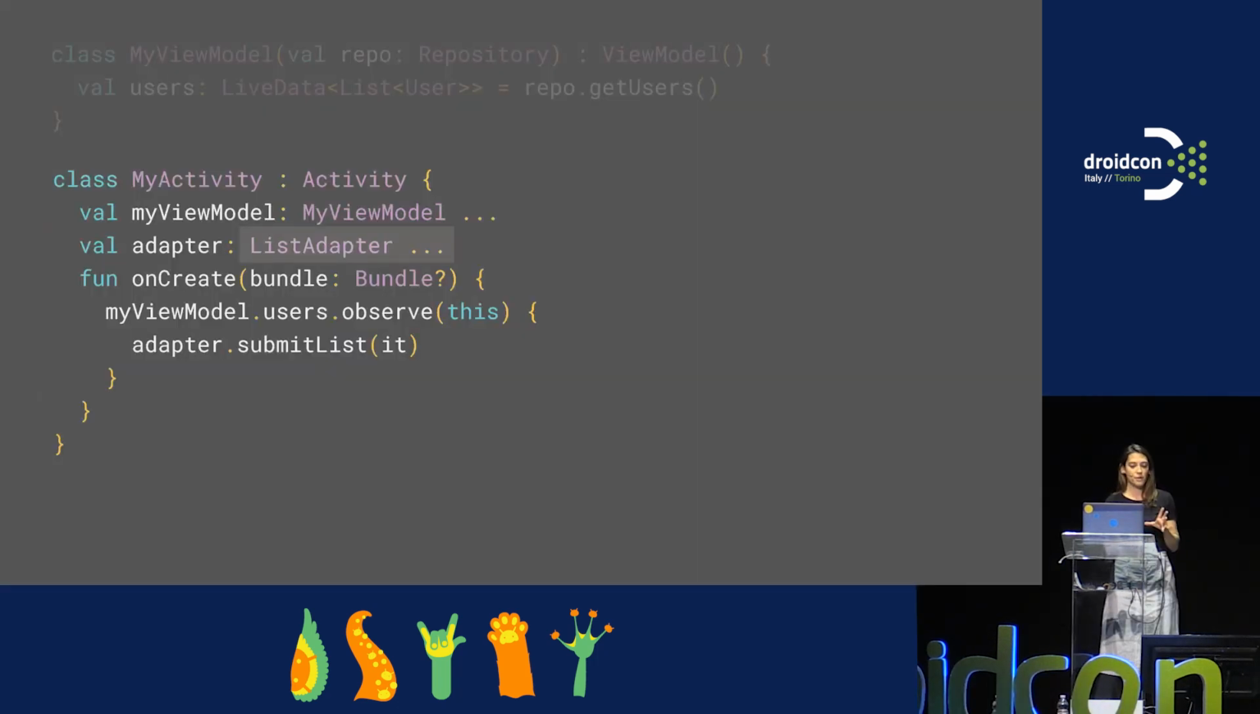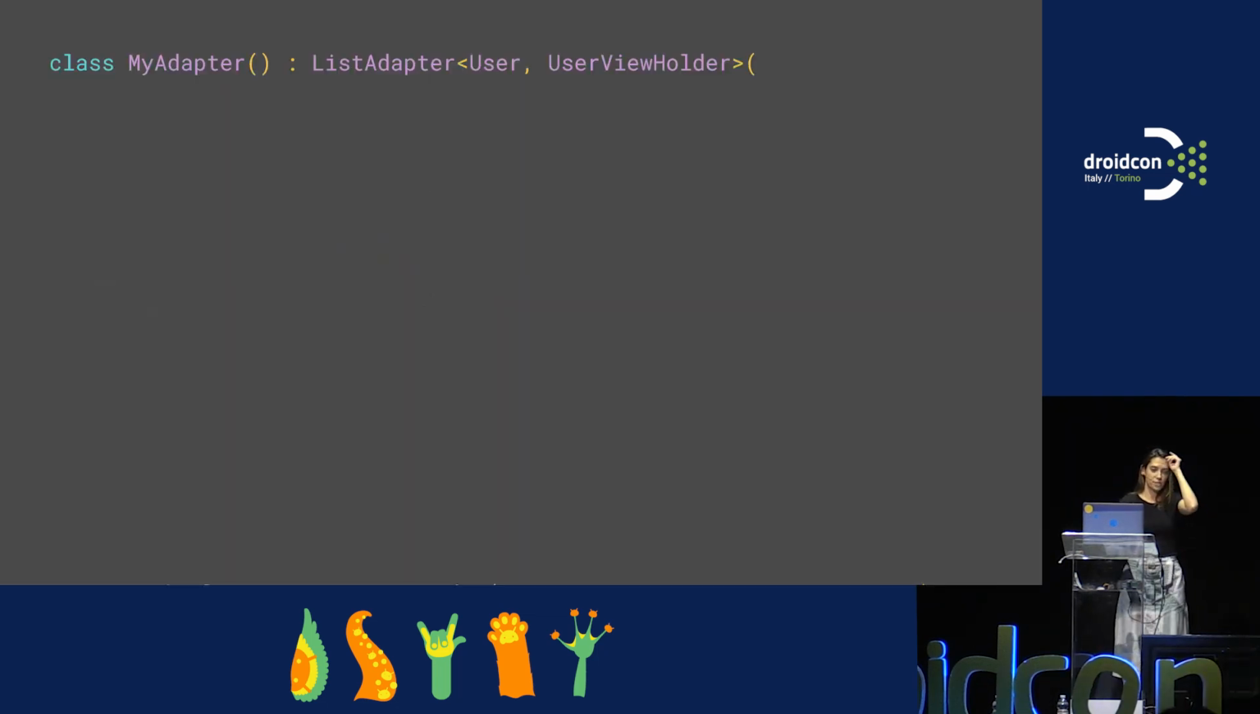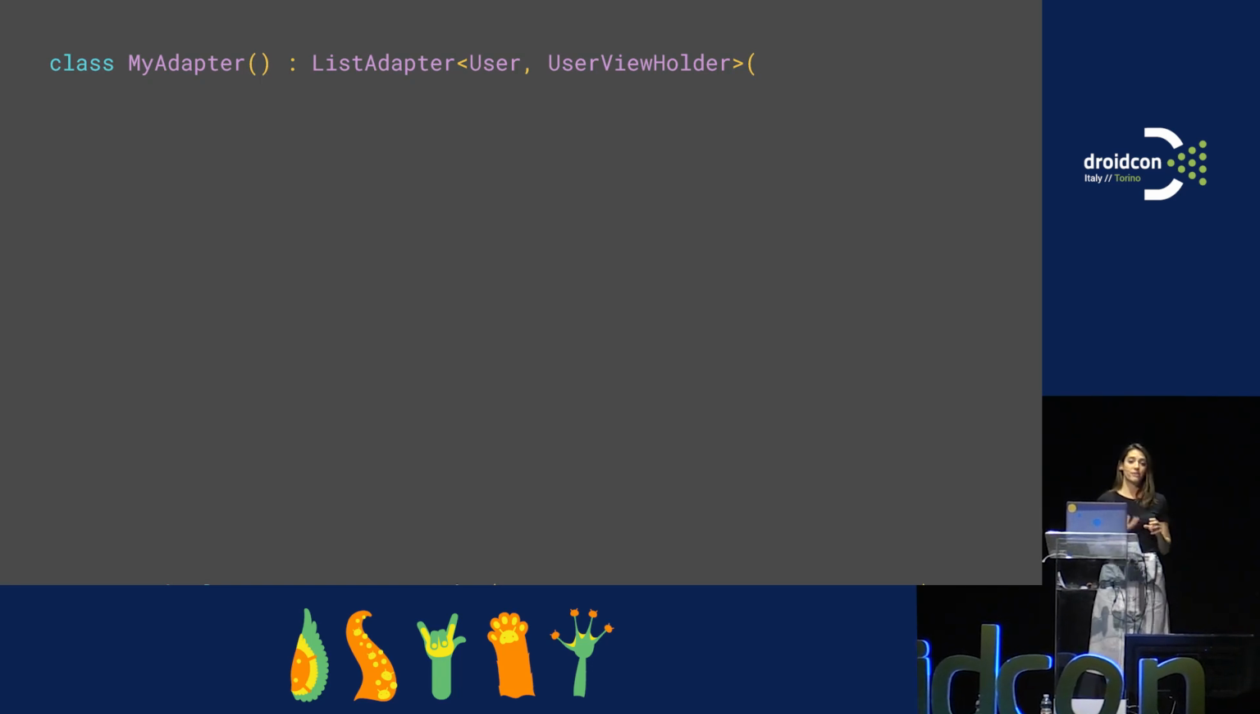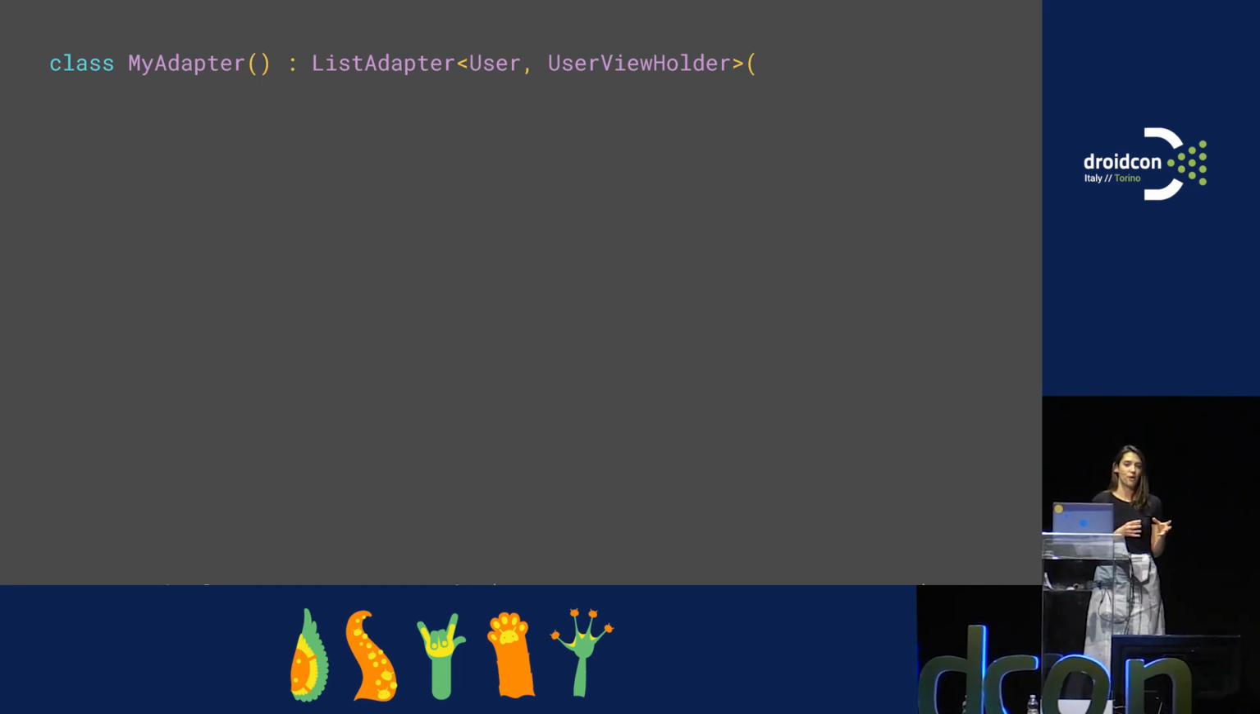So let's see how our code would look like. In your activity, you would use a list adapter, and then you're listening to changes in the LiveData, and you would submit the list. But then, how does the list adapter look like? It's very similar to the RecyclerView.Adapter. You would pass in a User, so the model that you need to display for the data, and the view holder for that specific model.